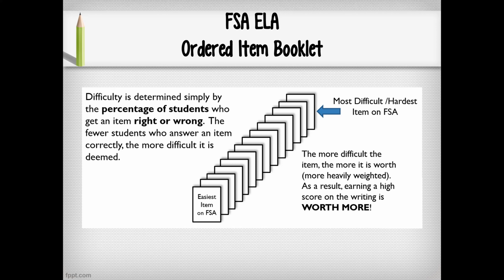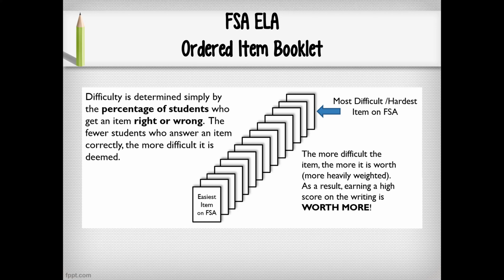item booklet. And the way they do this is that difficulty is determined simply by the percentage of students who get an item right or wrong. The fewer students who answer an item correctly, the more difficult it is deemed. So you'll see that very first piece of paper says it was the easiest item on the FSA. That's going to be one of those multiple choice questions that 99% of the students in the entire state of Florida get correctly. It will be deemed the easiest item.